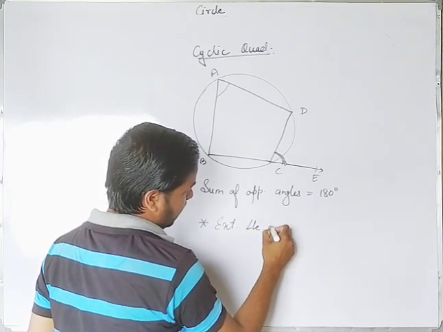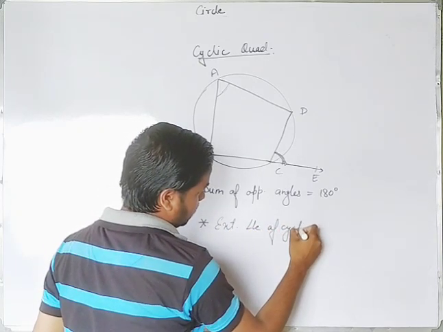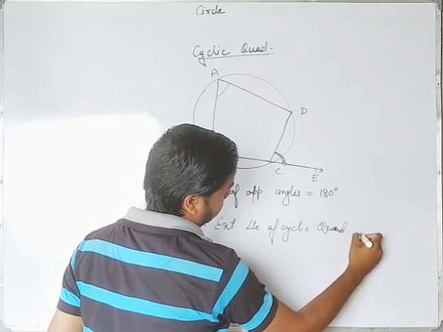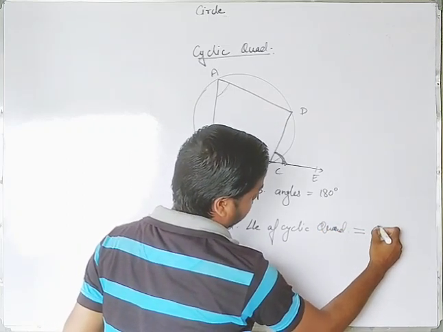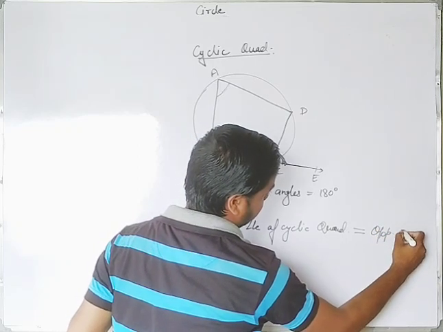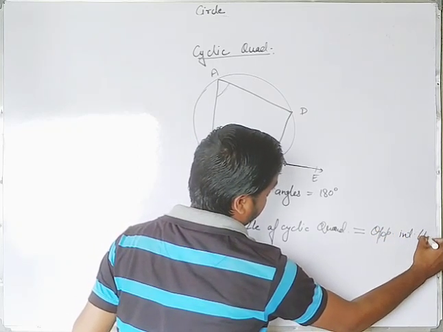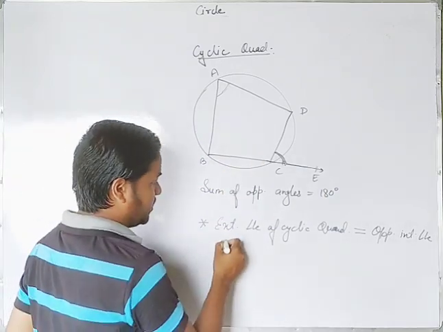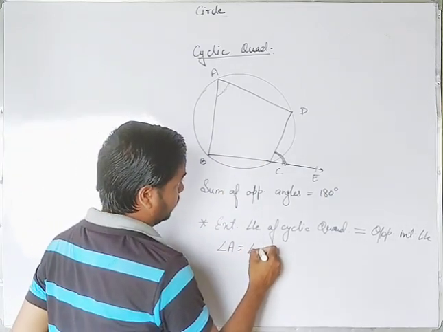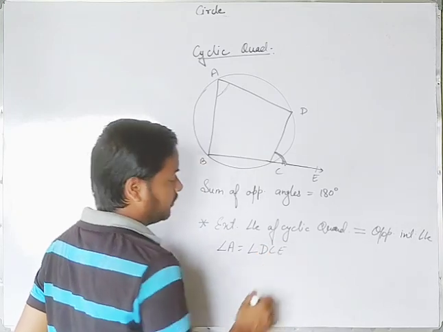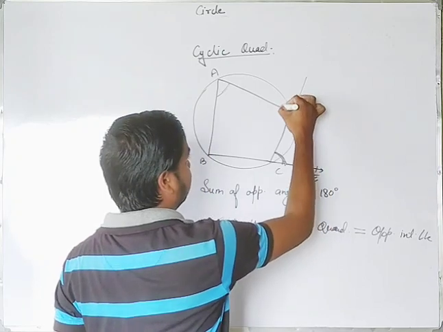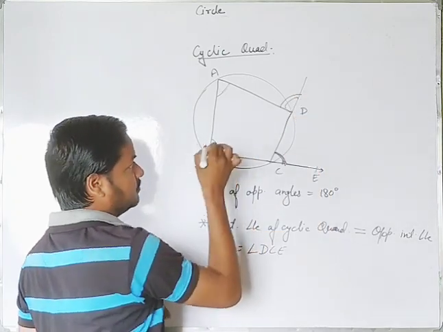This is also one property of a cyclic quadrilateral: the external angle of a cyclic quadrilateral is equal to the opposite internal angle. Here, for example, you can write angle A is equal to angle DCE. In the same way, if this side is extended, then this angle will be equal to this angle.